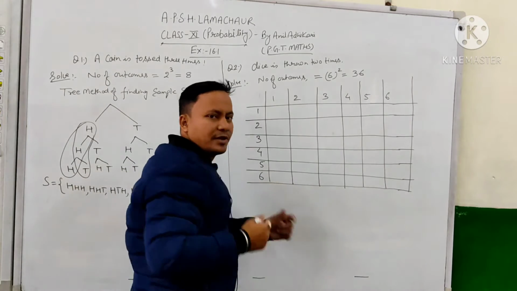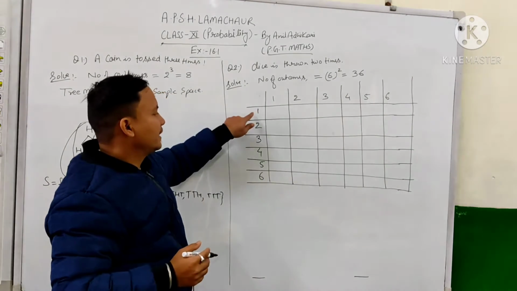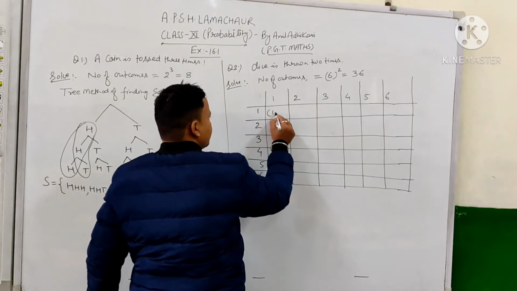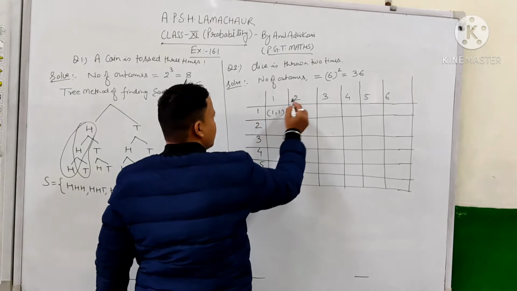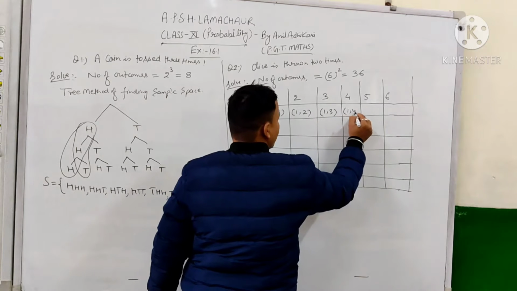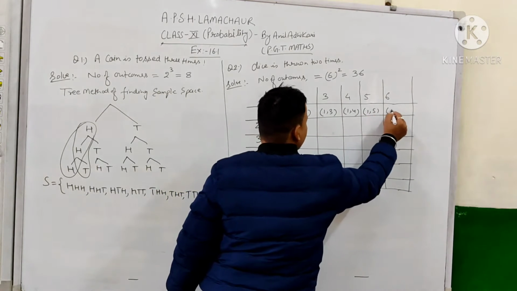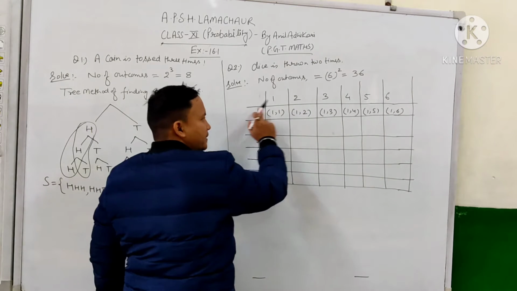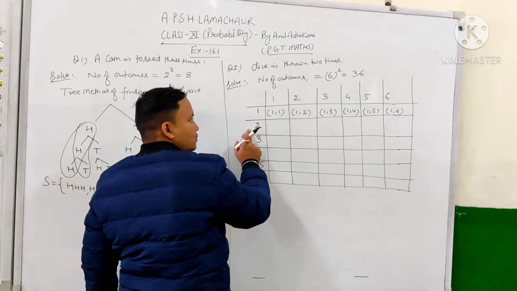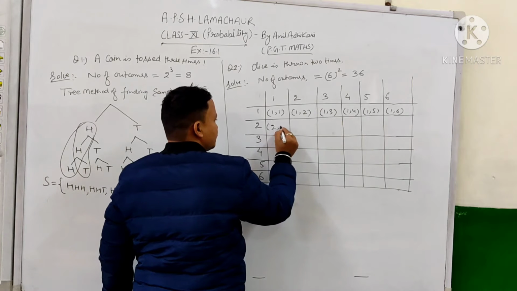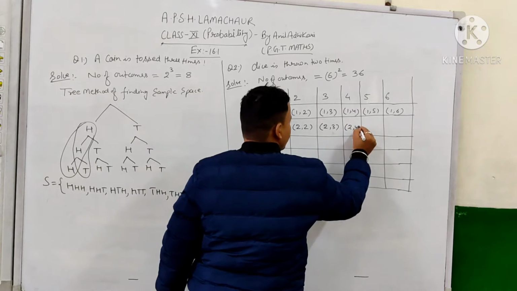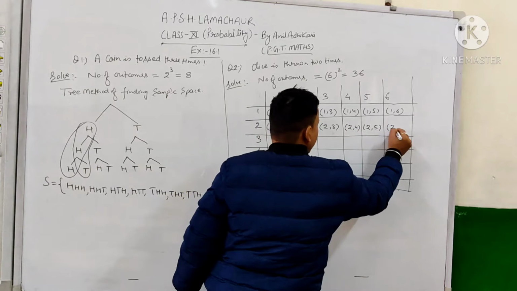Now see here, we are going to find the sample points. Very first, this 1 is paired with all 6 numbers: we get the pairs 1 1, 1 2, 1 3, 1 4, 1 5, 1 6. So this 1 associated with all 6 numbers gives 6 pairs. Now in a similar manner we associate 2 with all 6 numbers: 2 1, 2 2, 2 3, 2 4, 2 5 and 2 6.